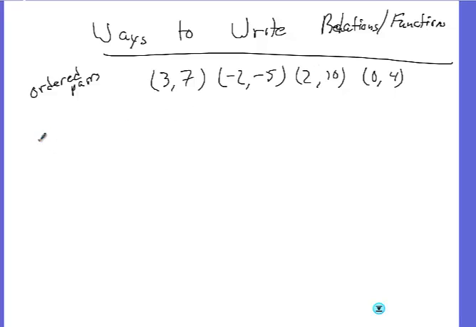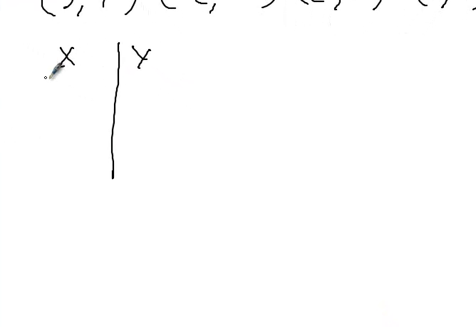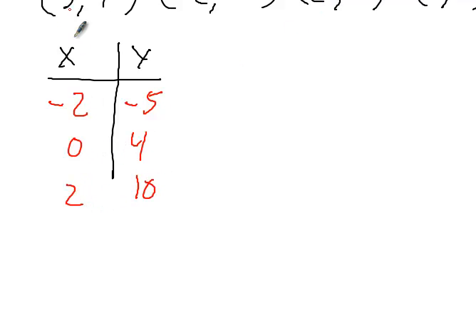You've seen it before. The next way you can do it is called a table. I hope everyone's seen this. This is literally just an XY table. The way you write this is you make sure your x's go in least to greatest. So the first x would be -2, which goes with -5. Then it's 0, which goes with 4, 2, which goes with 10, and 3, which goes with 7. Okay, that's the second way to represent a relation or a function.